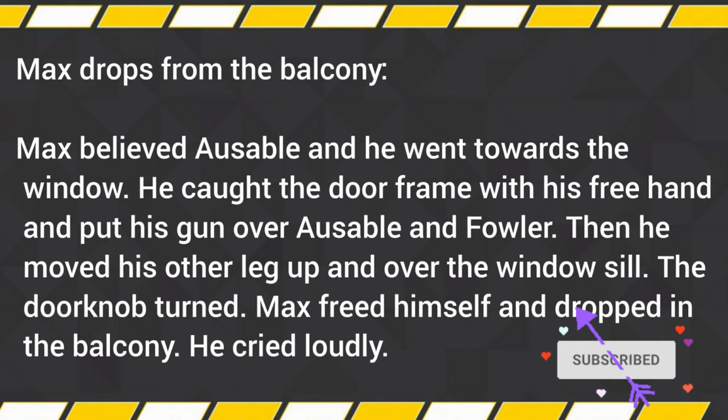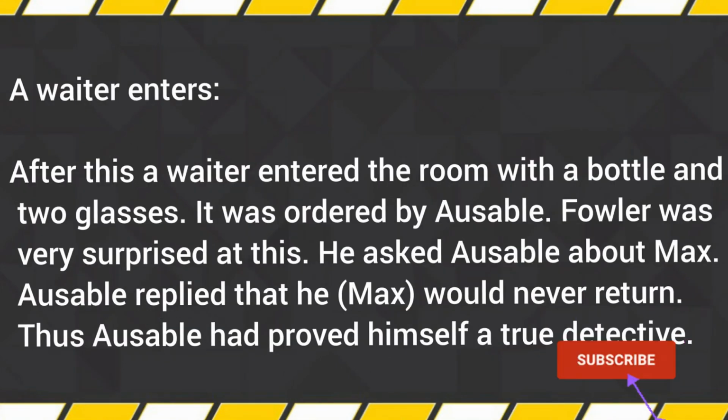Max drops from the balcony. Max believed Oscible and he went towards the window. He caught the door frame with his free hand and put his gun over Oscible and Fowler. Then he moved his other leg up and over the window sill. The doorknob turned. Max freed himself and dropped from the balcony. He cried loudly.